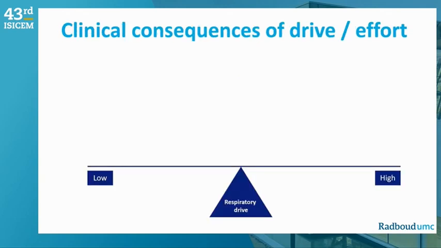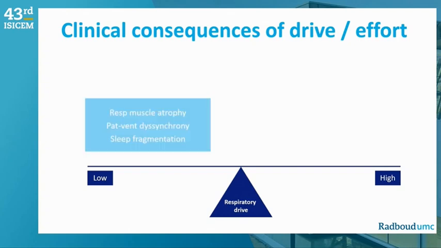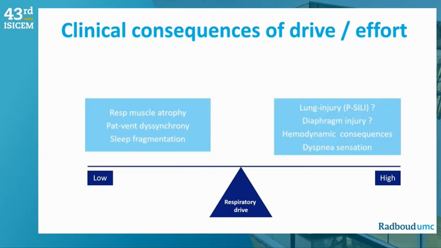So why are we discussing this? Why is this important? Well, I think that Alexander has explained as well. In patients with low respiratory drive and effort, they're at risk for respiratory muscle atrophy, poor patient-ventilator interaction, sleep fragmentation. While on the other hand, if respiratory effort is high, this may result in lung injury, maybe diaphragm injury, hemodynamic consequences, and a high respiratory drive is associated with dyspnea and sensation.